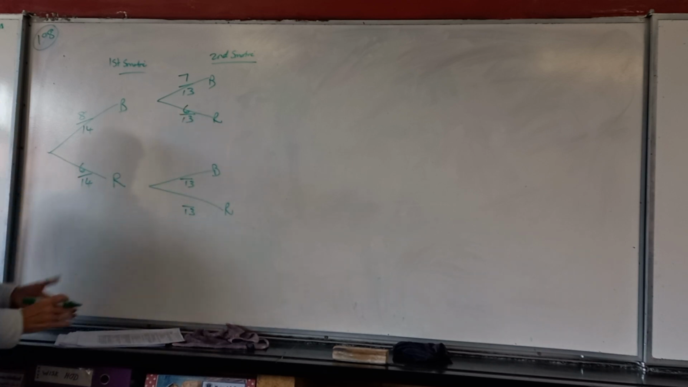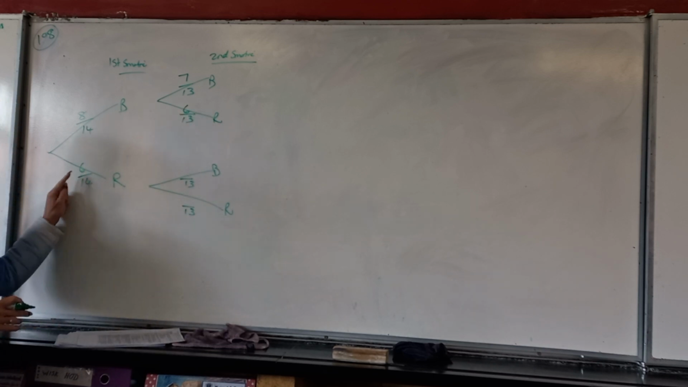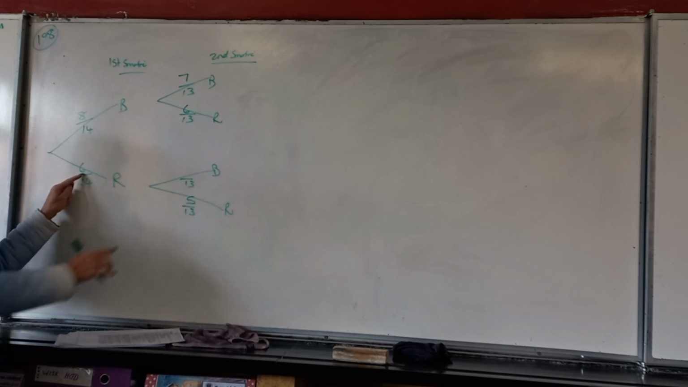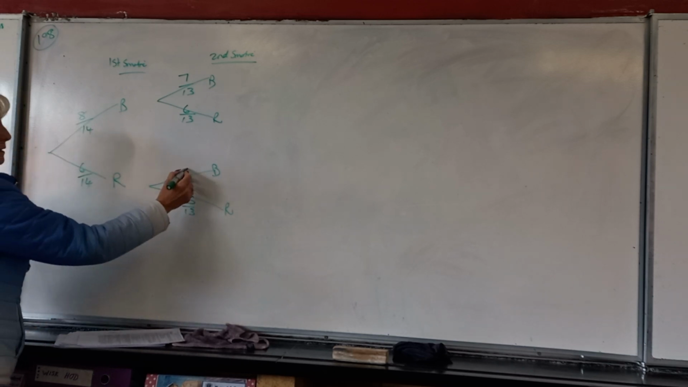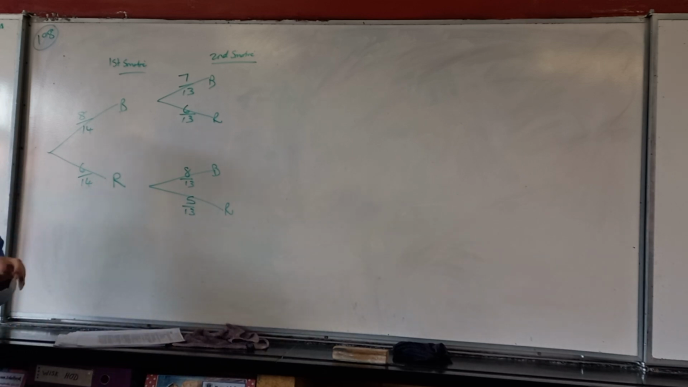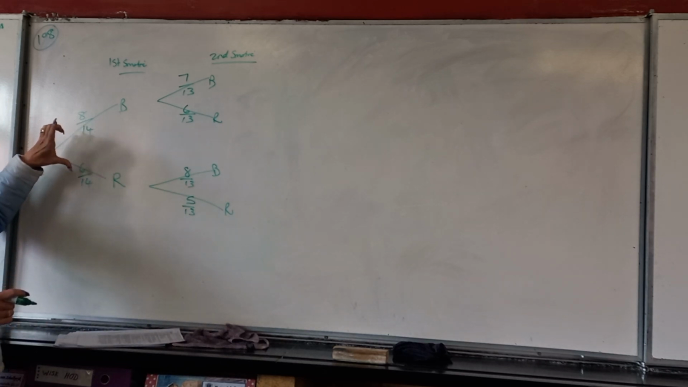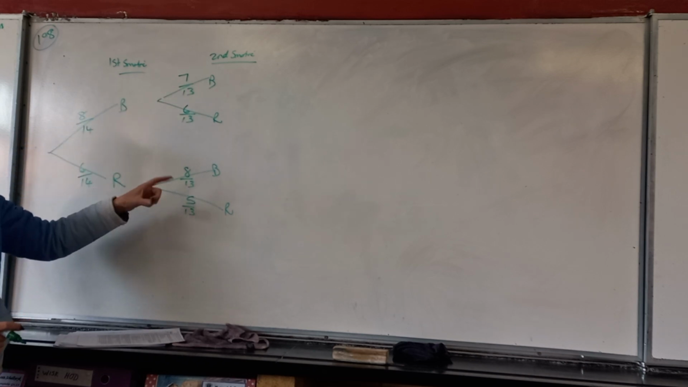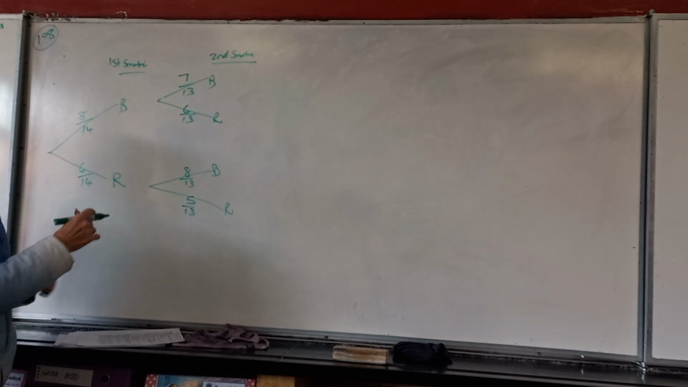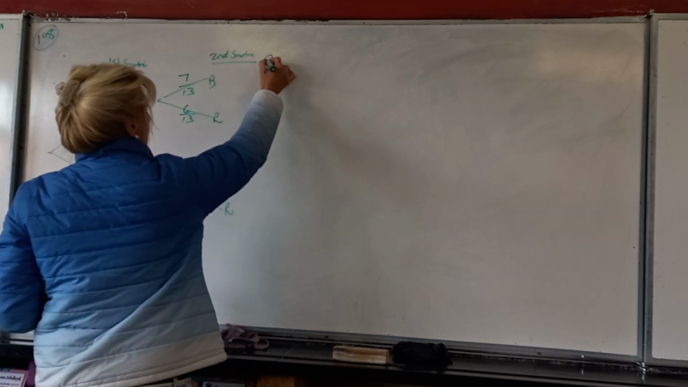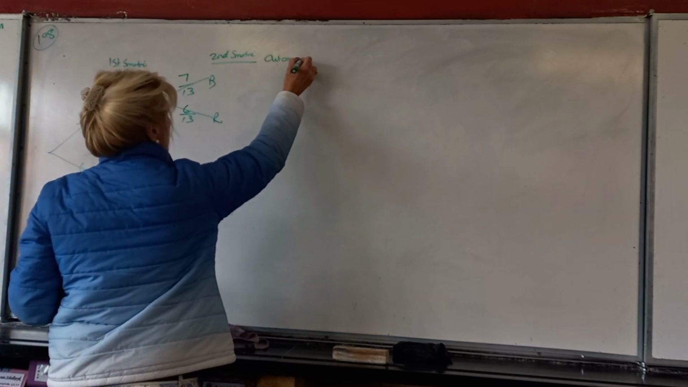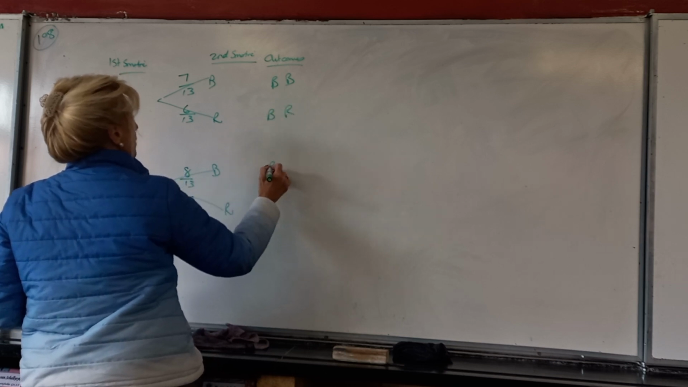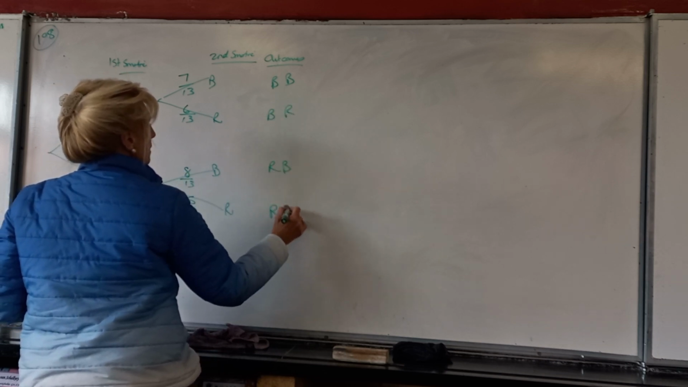In this scenario, if the first one was red, then you took one of the 6 and now there's 5 red ones left. You didn't take a blue one, so there's still 8 left, and it always has to add up to 14 out of 14, and 13 out of 13 and 13 out of 13. And don't forget, for the complete mark, your outcomes will be blue, blue, blue, red, red, blue, red, red.